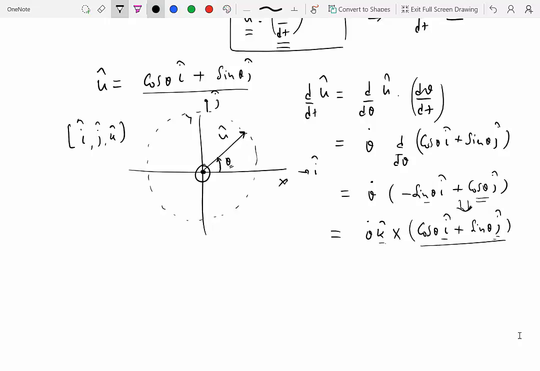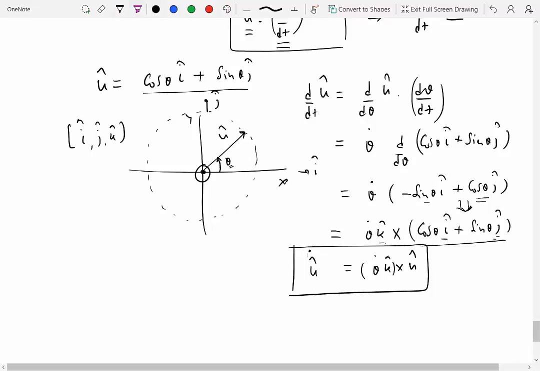So what is this quantity? This is nothing but u hat itself. So this is actually theta dot k cross u, and that's nothing but u dot, right? That's the derivative of u. So what this is telling you is that you can obtain the derivative of a unit vector by taking a cross product of a vector that points in the positive k hat direction, and its magnitude is the rate of change of the angle, which is theta dot, and theta dot is nothing but the rate at which u hat is really rotating, right? So at the rate u hat is changing the direction.